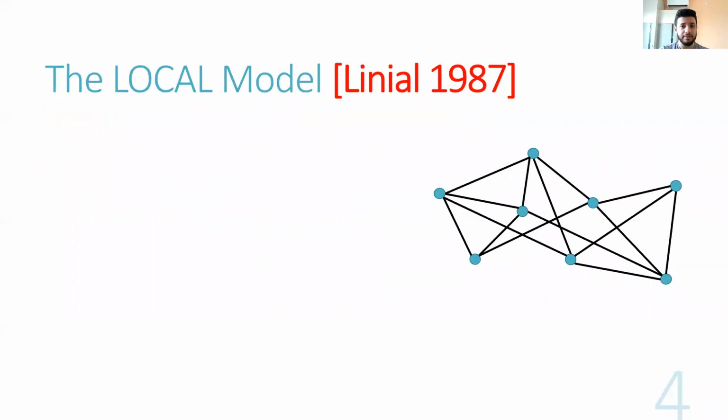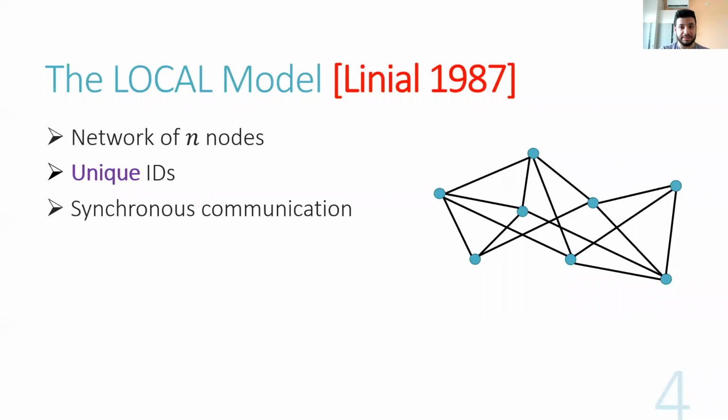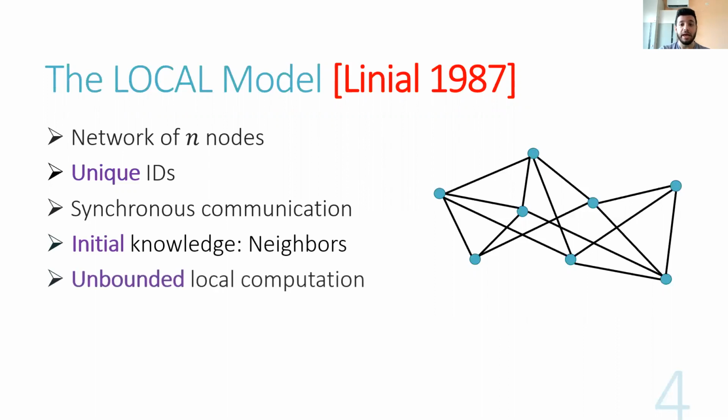Well, in this talk, we are going to focus on the local model of computation, in which we have a network of n nodes. Each node has a unique identifier. Communication takes place in synchronous rounds. The initial knowledge of each node is only its immediate neighbors. And we have unbounded local computation inside of each node. And our complexity measure is going to be the amount of rounds.